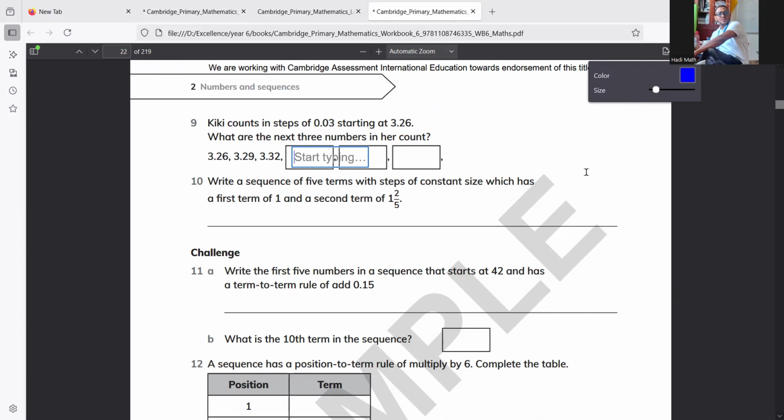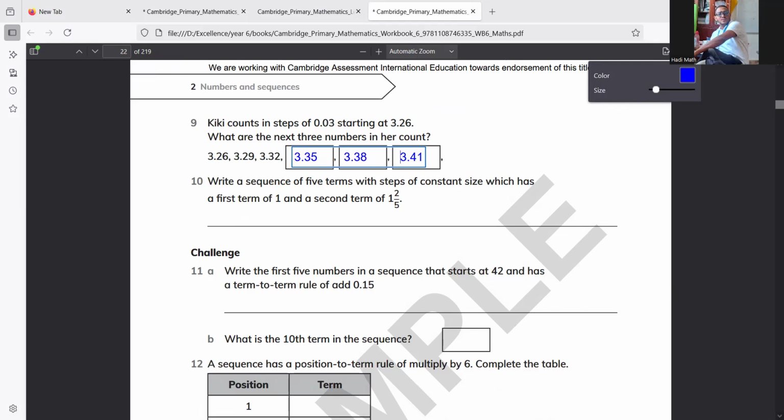So please be smart. When it says 0.03, that is the hundredths, so you add it to the hundredths. This is 3.26, 3.29, 3.32. Then you add the 0.03, which is hundredths, and it's going to be 3.35. Then it's going to be 3.38. Then you add 0.03 and it's going to be 3.41. This is how it goes.